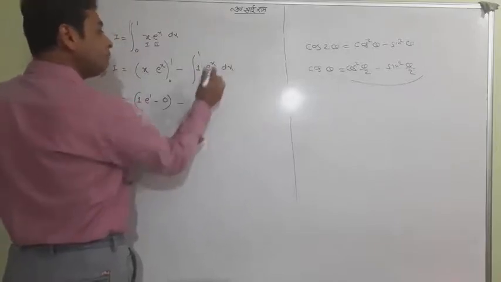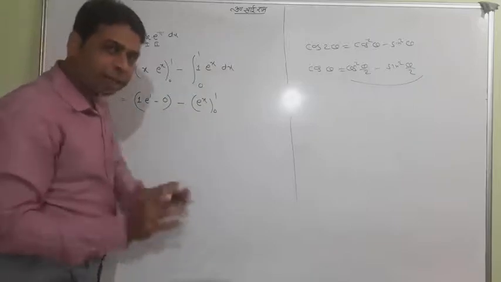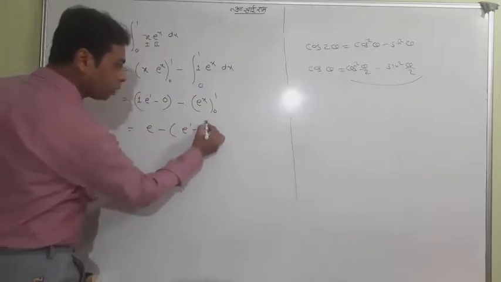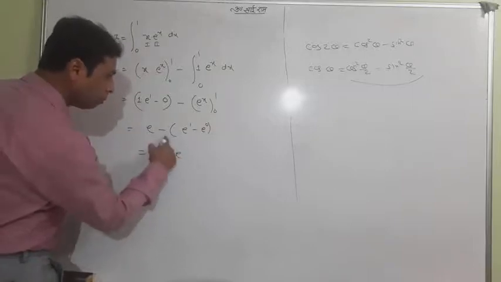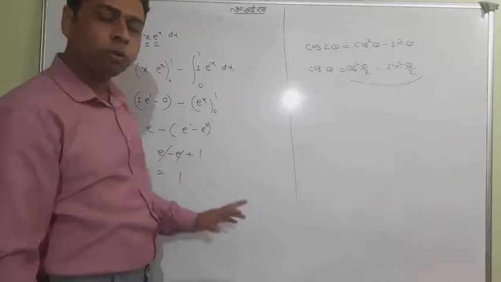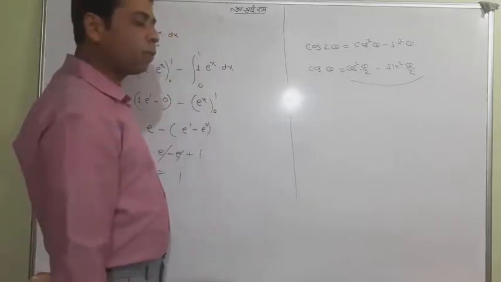e to the power x has integration same and put the limit again. And that is the method. Now e is e and here it is the power 1, e to the power 0. e minus minus plus, this is 1, cancel, and 1 e to the power 0 is 1, because power 0, that's why it is 1. So this is the answer. This was a method which I wanted to tell you.